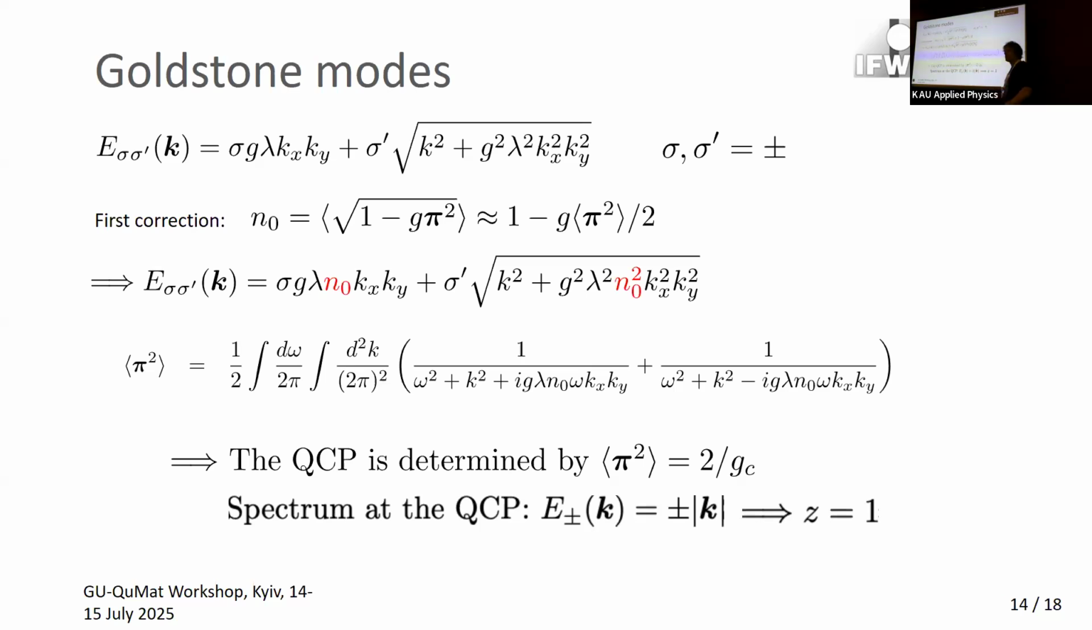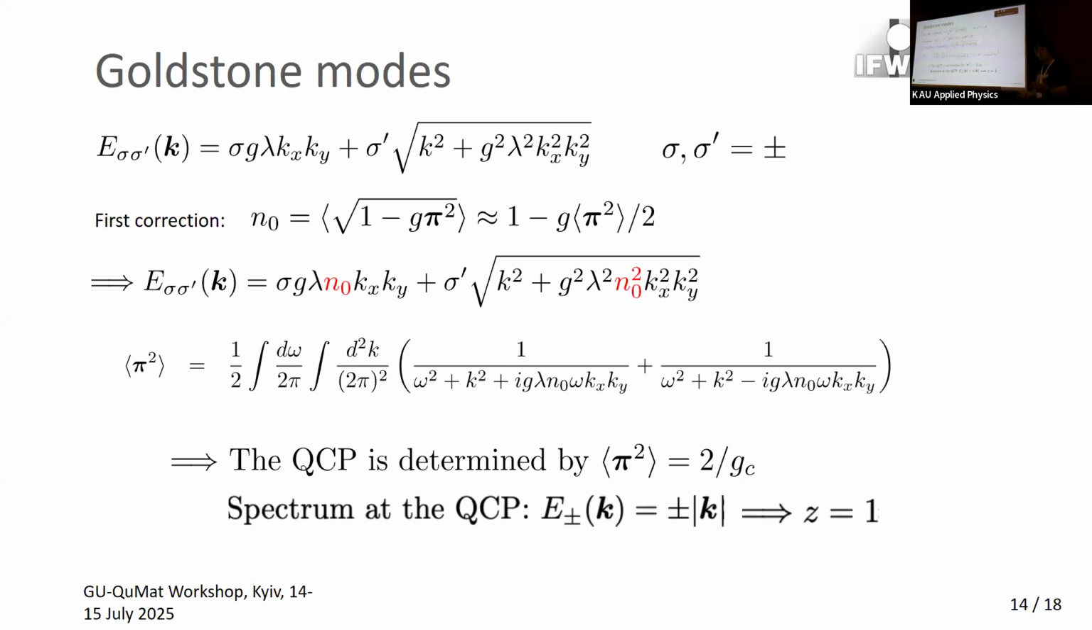which shows what happens at the quantum critical point. How is the quantum critical point defined? The quantum critical point is defined when this polarization, this magnetization here, vanishes. And this happens when this average of pi squared is 2 over, this is determined by G_C. So if you put this equal to 0, it's a trivial calculation to obtain the critical value. You see that the spectrum at the critical point will just be the usual antiferromagnetic spectrum, which has dynamic exponent equal to 1.